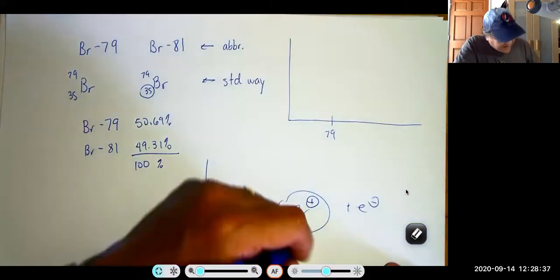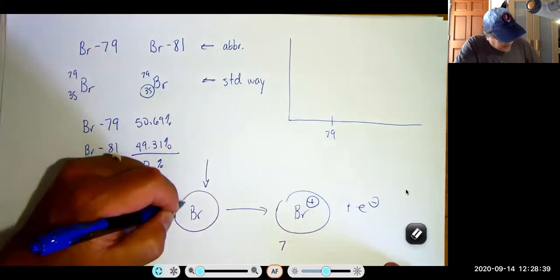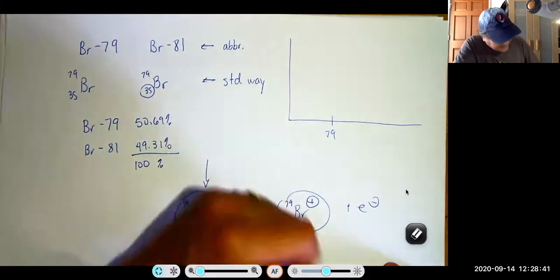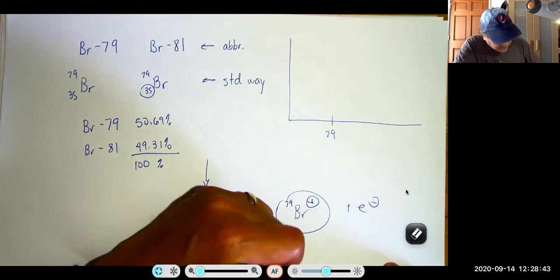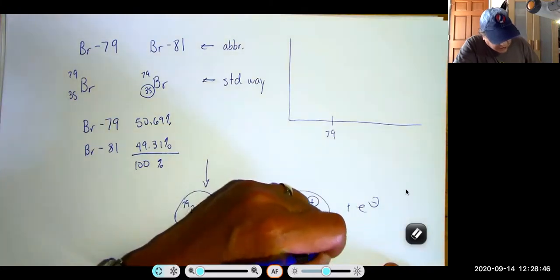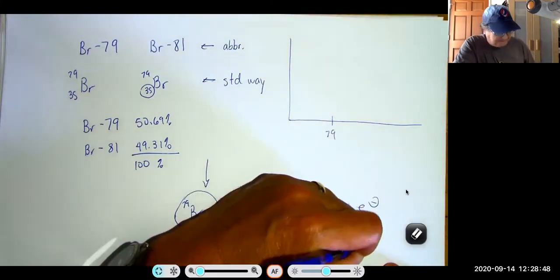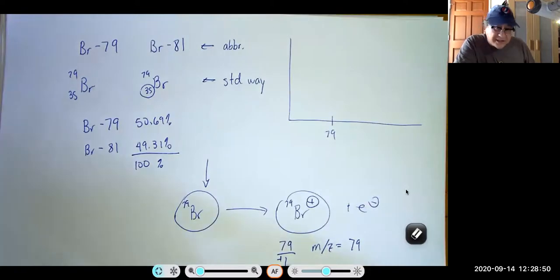So this has a mass of, let's say this one's 79. This has a mass of 79 and a charge of +1. So its mass to charge ratio is 79. So does everyone understand this mass to charge ratio?